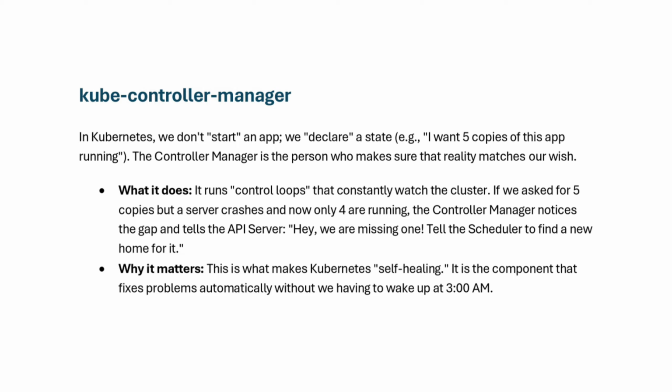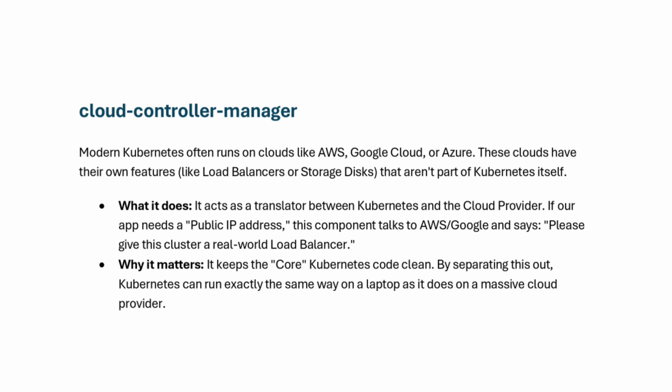Why does it matter? This is what makes Kubernetes self-healing. It is a component that fixes problems automatically without us having to wake up at 3 a.m. Cloud controller manager. Modern Kubernetes often runs on clouds like AWS, Google Cloud or Azure. These clouds have their own features, like load balancers or storage disks, that aren't part of Kubernetes itself. What it does is act as a translator between Kubernetes and the cloud provider. If our app needs a public IP address, this component talks to AWS or Google and says, please give this cluster a real-world load balancer.